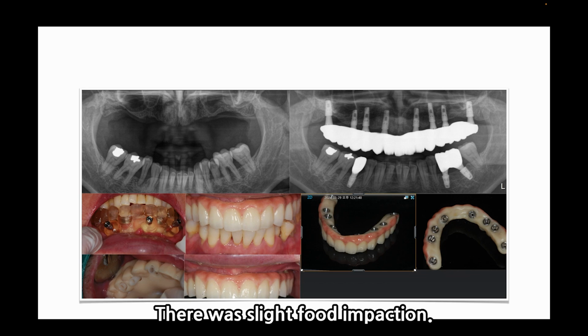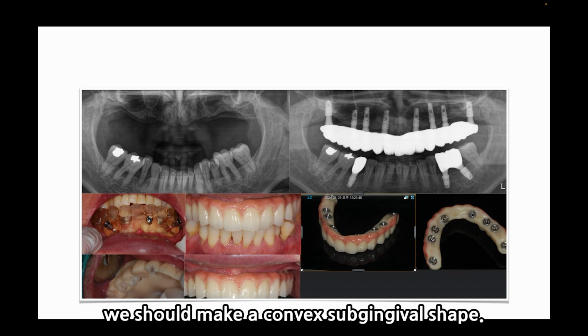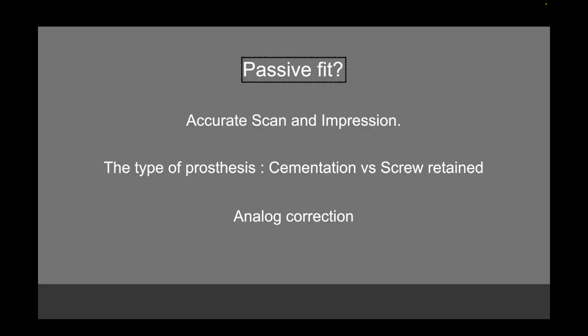There was slight food impaction. If possible, we should make a convex subgingival shape. How to ensure passive fit?